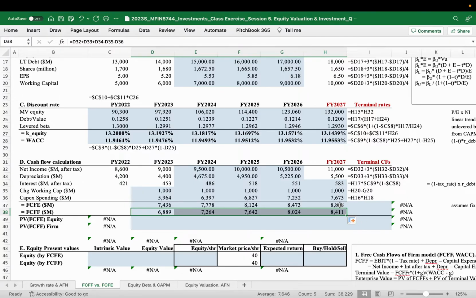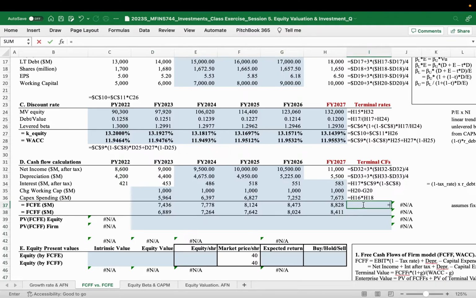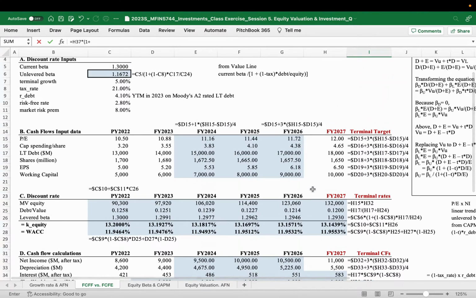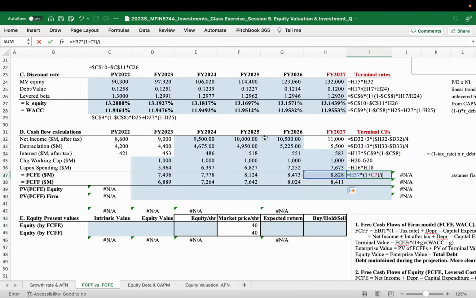Now, once we have the projected cash flows, we need to calculate the terminal value. How to calculate it? Based on the DDM model, we calculate this times 1 plus the terminal growth rate. What is the terminal growth? We assume it here, and it must be lower than the cost of capital, right? So here, divided by the last year's cost of equity. There you go.